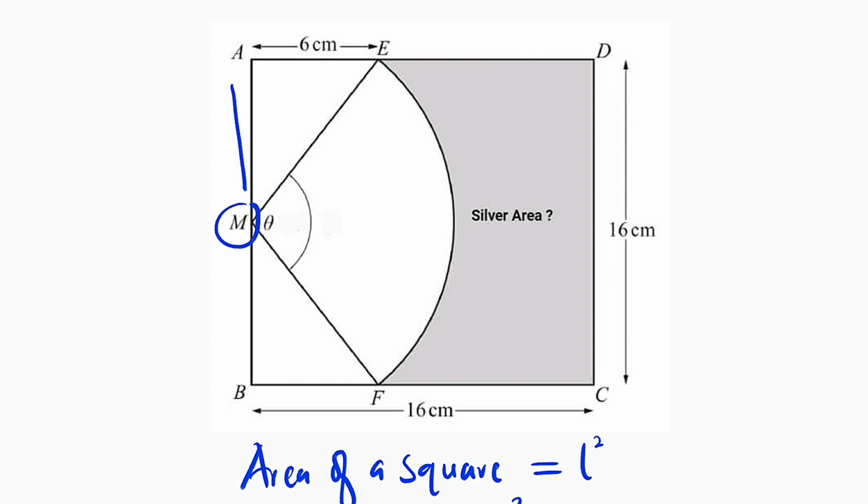Why is it a midpoint? Because the two legs of this sector are nothing but the radii of the circle. And remember, they are always equal. This implies that AM is half of 16, which is 8 centimeters. If it is 8 centimeters, we can now use 8 and 6 to find the area of this right angle triangle. And because M is a midpoint, the two right angle triangles are exactly the same. So we can just use one and multiply by 2.